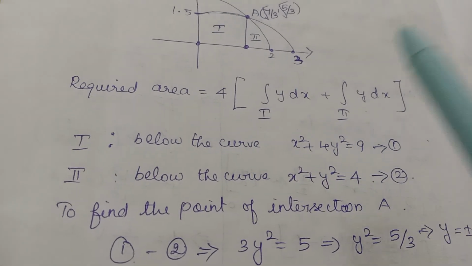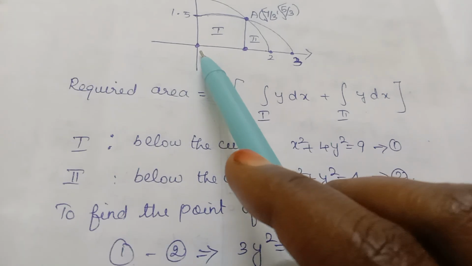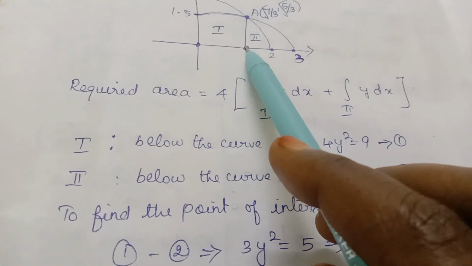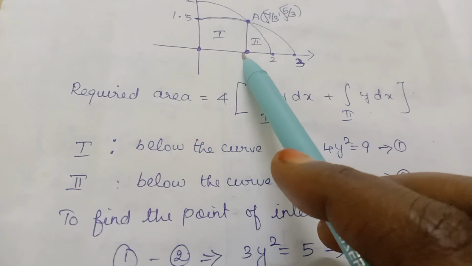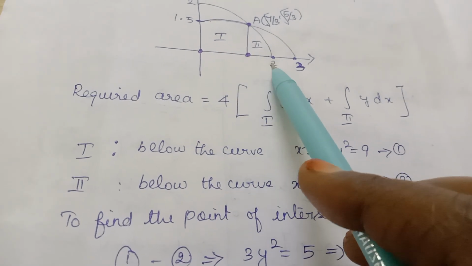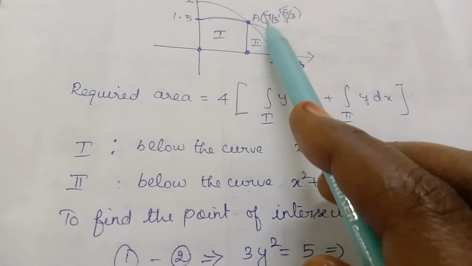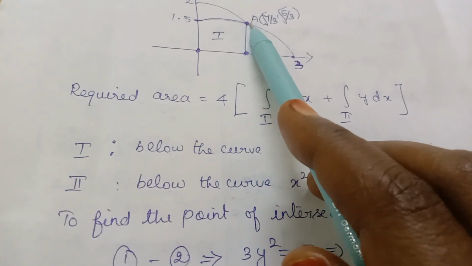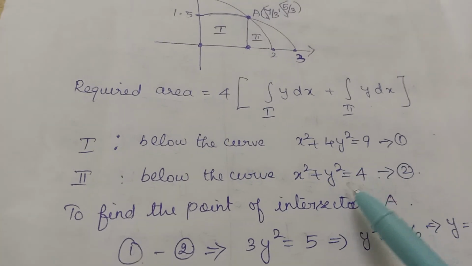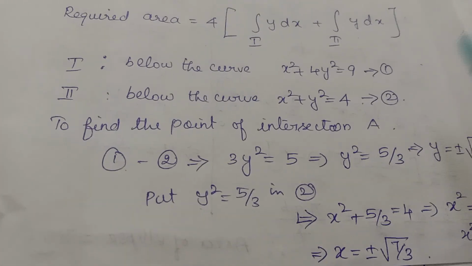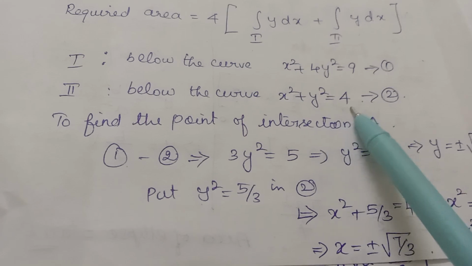That is all clear. What about the limits? The total limit is from 0 to 2, but here in between we have one point, no? So the first integral is from 0 to this point and the second integral from this point to 2. So for finding this point you have to find the coordinates of the point of intersection of the circle and the ellipse. So for that, take both the equations: x square plus 4y square equal to 9, and here x square plus y square equal to 4.